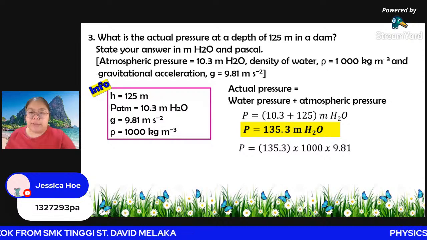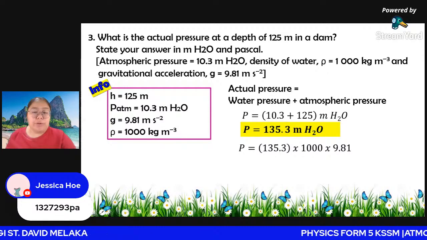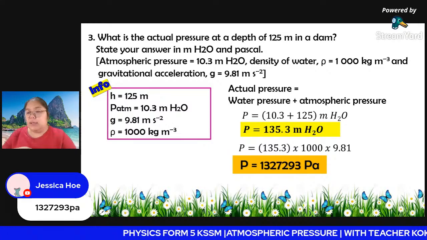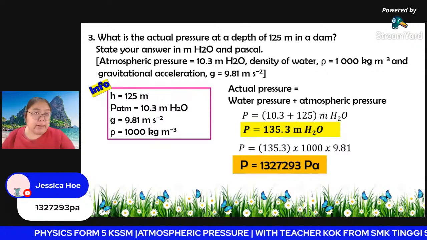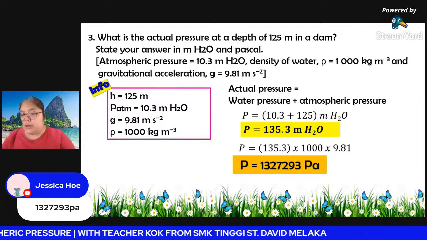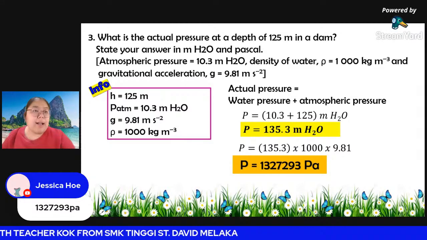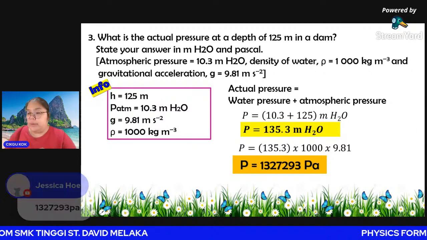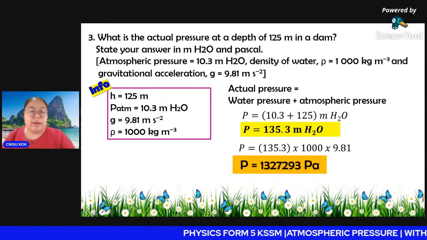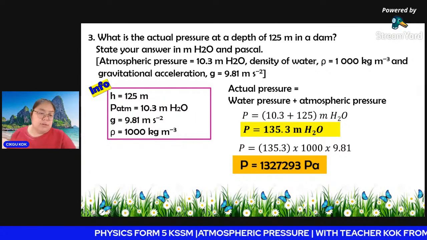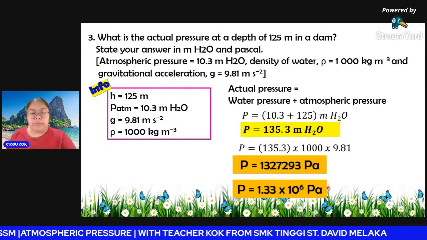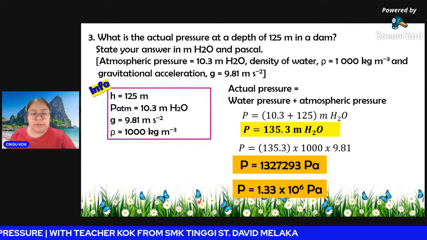So for the Pascal, we use 135.3 meter multiply density multiply 9.81. So the answer is exactly correct: 1,327,293 Pascal. So this one should be the answer for the formative practice. If you use the standard form, that's okay, power of 6.